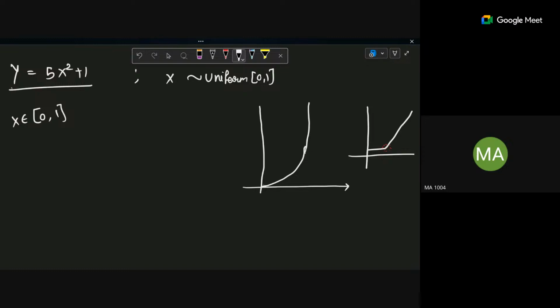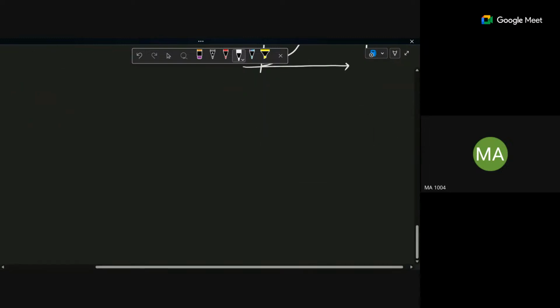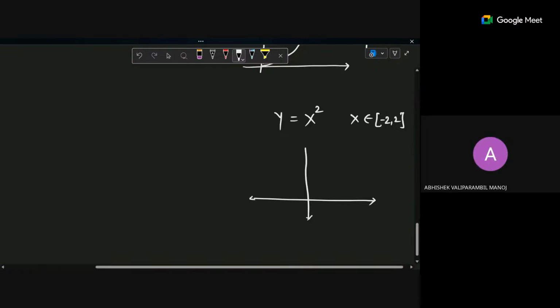If I say y is equal to x square in the range -2 to +2, then what will be your reply in terms of monotonic? Will it be monotonic or not? No, it's a parabola. Why is it not monotonic? Because first it is decreasing, then increasing. Someone was saying it is monotonic, but it's not monotonic.